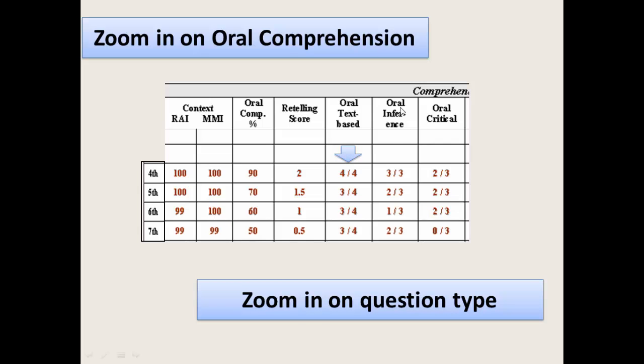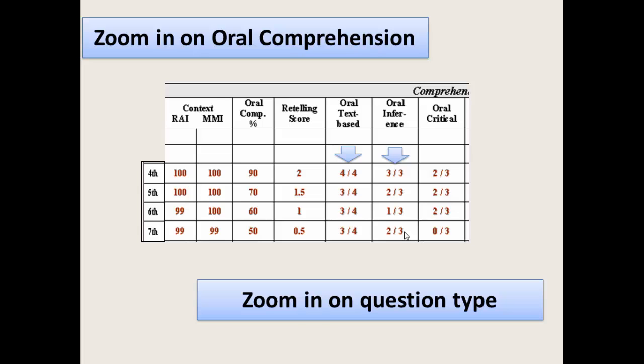So we have here the text base, 4 of 4, 3 of 4, 3 of 4, 3 of 4. Pretty solid. Inference, 3 of 3, 2 of 3. Solid. But here, look at this. 1 of 3, back up to 2 of 3. So this inconsistency may be a flag that says, interest is high with me.